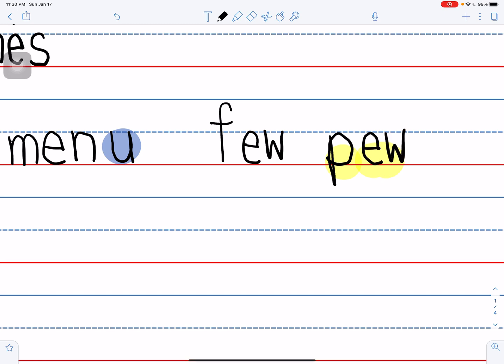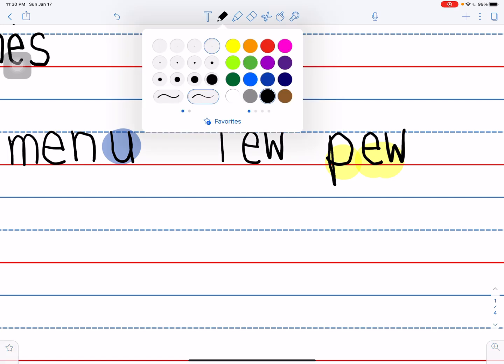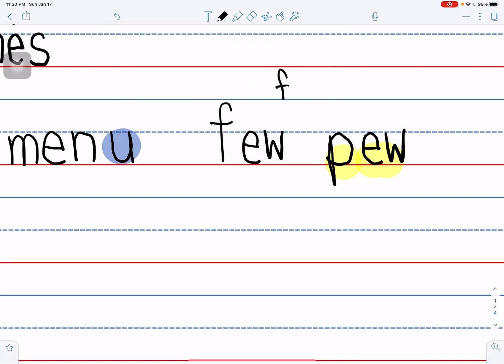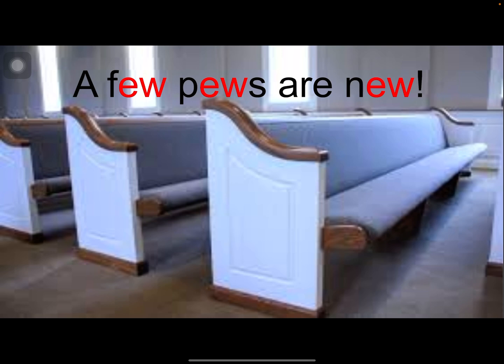Do you notice that these two words have the U sound at the end of a word? Because we really should not write it with a U, because English words don't usually end with a U, except for you, are, special, and menu, which came to us from another language. So I'm not allowed to write it with a U. I'm using an EW to spell the U sound, because I'm not allowed to end a word with a U. Okay? So we have a few pews. So a few pews are new.